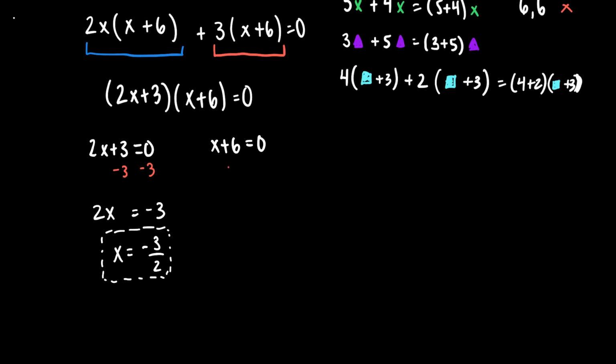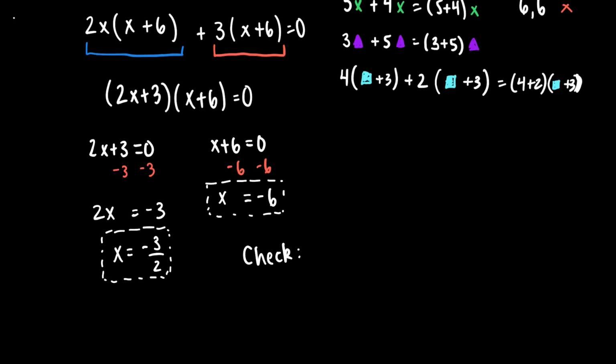And on the other one, if we solve for x, we can just subtract 6 from both sides. We'll end with x is equal to negative 6. Okay, so that's our second solution. What I want to do here is go back and check these. So we're going to check our solutions.